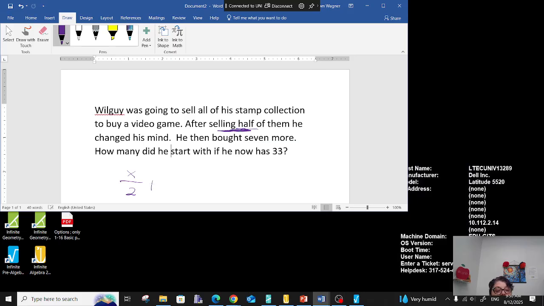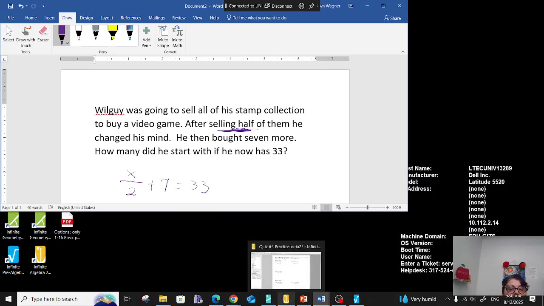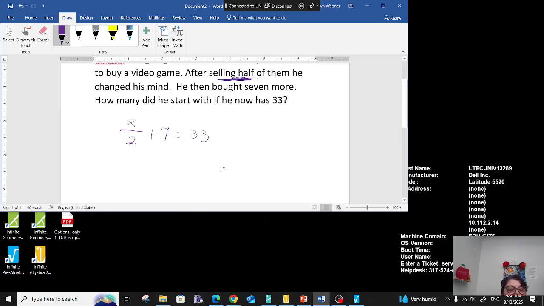And he changes his mind and then what does he do? He adds 7 more to his now half collection, right? And he has 33 total right now. If I solve this, X will represent the amount he had before he sold half of his collection. And that's what they were asking. Okay, how many did he start with? So how do I solve this problem?